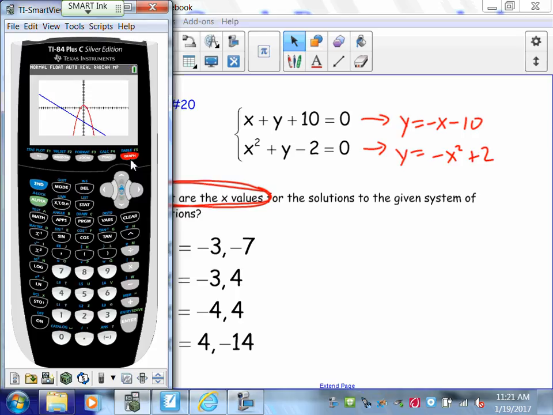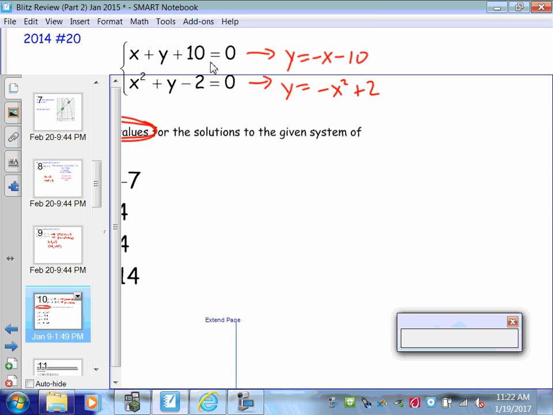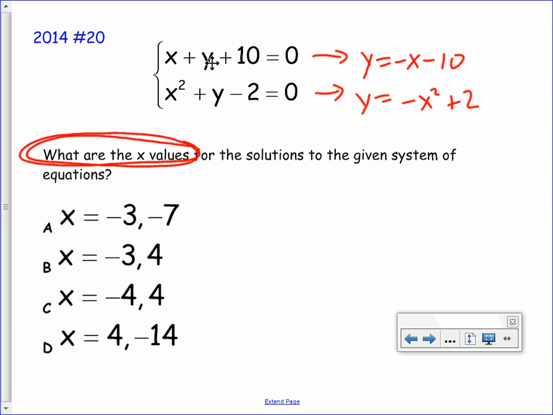All right. It wants the x values. It wants the x values. -3 and, I believe that's -3, and this one looks like it's about 4. So everyone agrees? Okay. So answer is B.